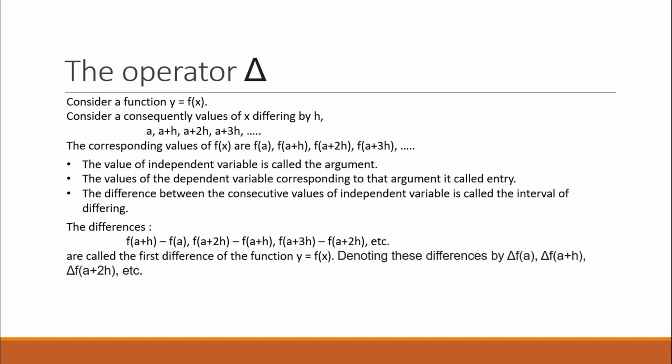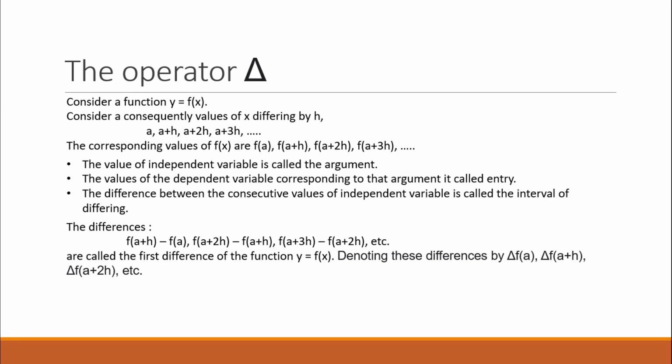Consider consecutive values of x differing by h: a, a plus h, a plus 2h, a plus 3h, a plus 4h, and so on. The corresponding values of f of x are f of a, f of a plus h, f of a plus 2h, f of a plus 3h, and so on. The value of the independent variable is called the argument, and the value of the dependent variable corresponding to that argument is called the entry. The difference between the consecutive values of the independent variable is called the interval of differencing.